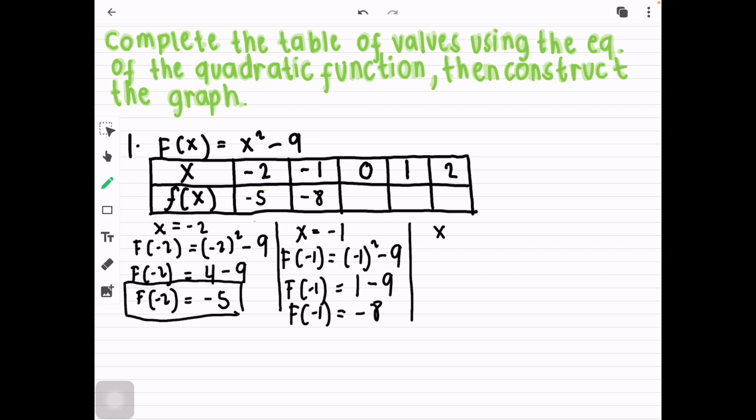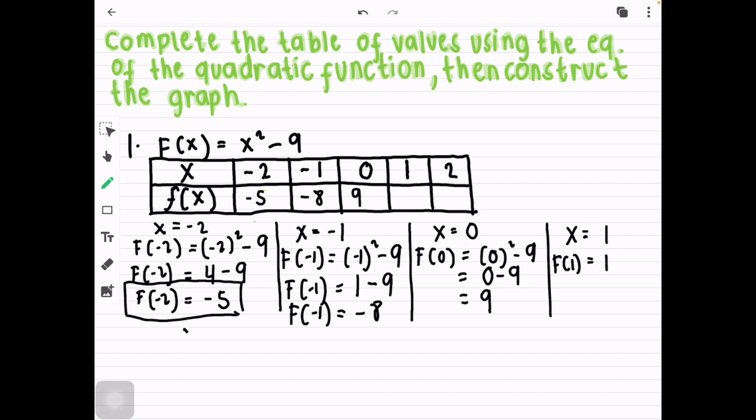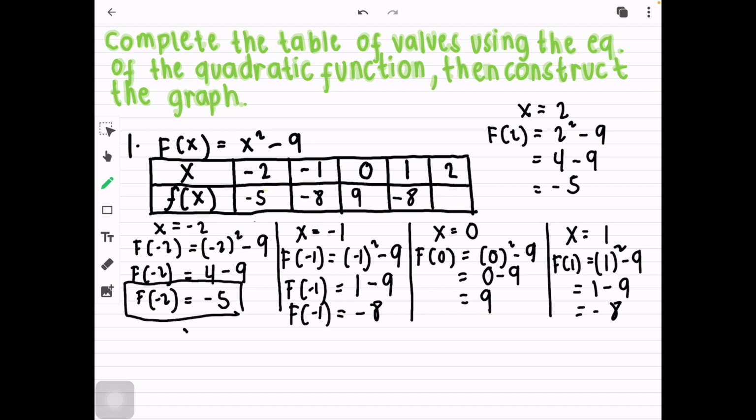Okay, so next solve naman natin yung x is equal to 0. Anong mangyayari? We have f of 0 equals 0 squared minus 9. 0 times 0, 0. Minus 9, the answer is negative 9. Next naman, solve natin yung iba. We have x equals 1. So, f of 1 equals 1 squared minus 9. So, 1 times 1 is 1 minus 9. Ang sagot, negative 8. Okay, ngayon solve naman natin yung pinaka-last, which is x is equal to 2. So, we have f of 2 equals 2 squared minus 9. 2 times 2 is 4, minus 9 is negative 5.